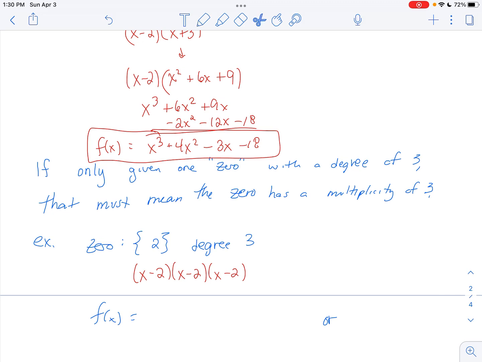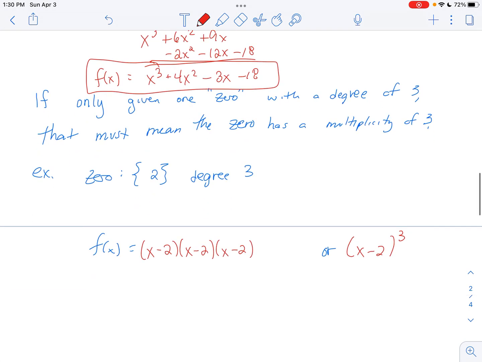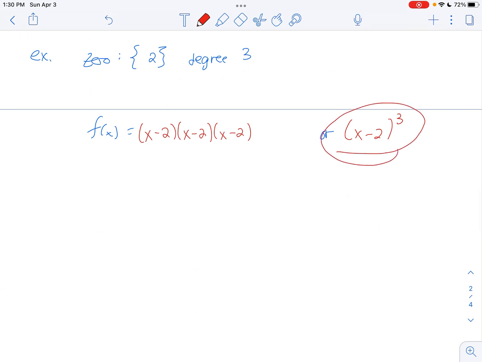Now, you could write this as x minus 2, x minus 2, x minus 2, or you could write it as x minus 2 raised to the third power. Now, we haven't been taught any tricks of how to do a third power of a binomial, so it might just be best to write it out like this and just kind of distribute it one group at a time.